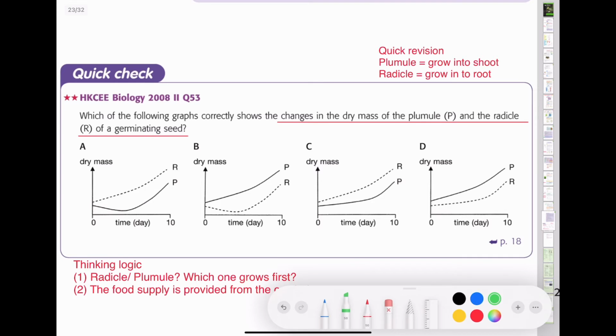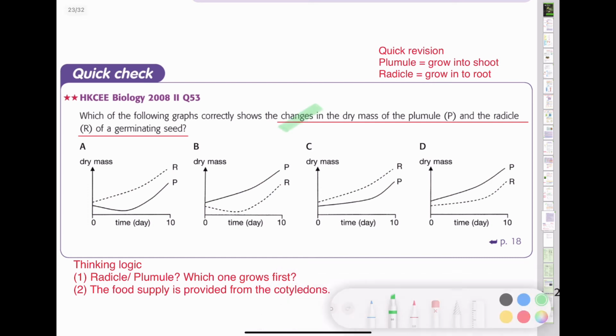So the last question is talking about the graphs A, B, C, D, which one can correctly show the change in the dry mass of the plumule and the radicle of the germinating seed. When the seed is undergoing germination, the plumule and the radicle will grow. The plumule grows into the shoot, the radicle grows into the root. So we have this basic concept first.